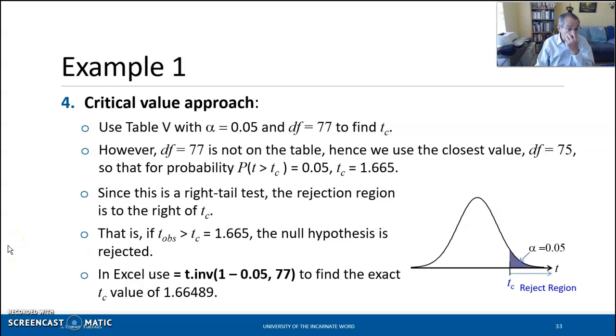If you would like to find the exact value of the critical value, you can use this formula in Excel, and you will find that the exact value is 1.66489. Very close to the value that we found on table 5. So this is the critical value that defines the rejection region.